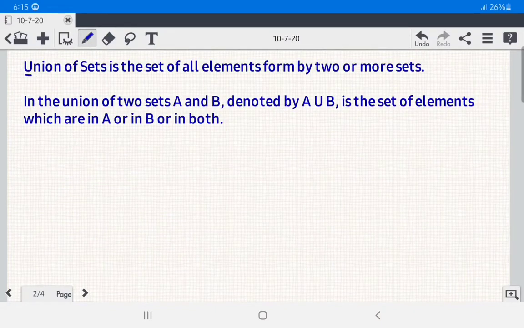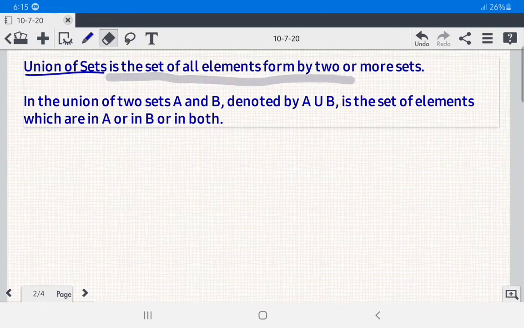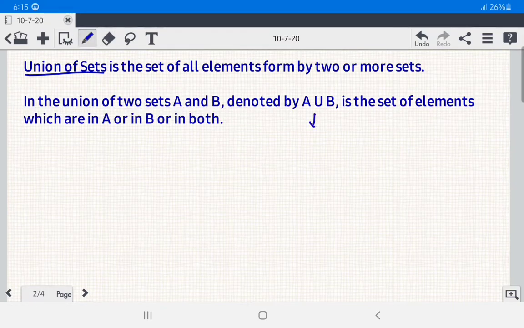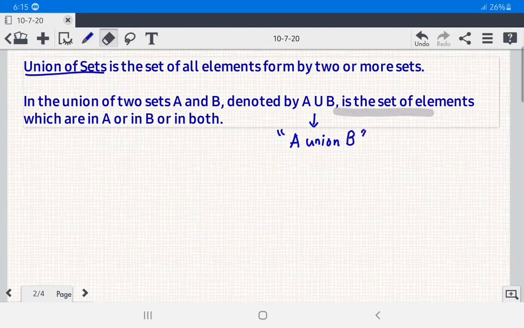Next is the union of sets. It is the set of all elements formed by two or more sets. The union of two sets, A and B, denoted by A∪B, or we read this as A union B, is the set of elements which are in A or in B or in both.